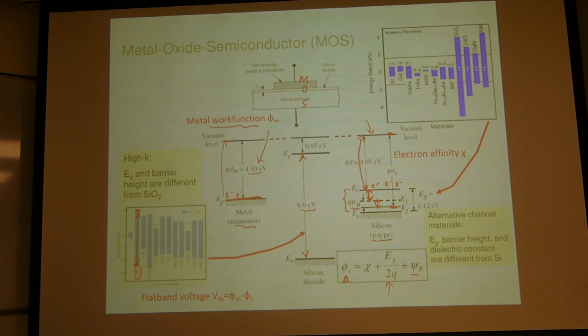And then you have the phi m. Of course, this phi m and phi s depend on the material. So here in this chart, it shows the different materials' band diagrams. Those are semiconductors, and here are the oxides.